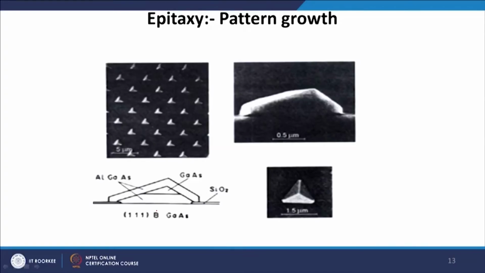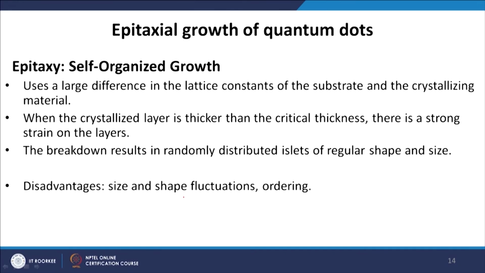make in this process. For example, in this figure you can see that on an indium gallium arsenide substrate, we have put in a gallium arsenide substrate and then we are etching it in the presence of silicon dioxide. Using a large difference in the lattice constant of the substrate, here indium gallium arsenide, and the crystallizing materials helps the epitaxial growth. When the crystallized layer is thicker than the critical thickness, there is a strong strain on the layers. The breakdown results in randomly distributed islands of regular shape and size. Some of the disadvantages associated with this method are size and shape fluctuations and the ordering of the material.